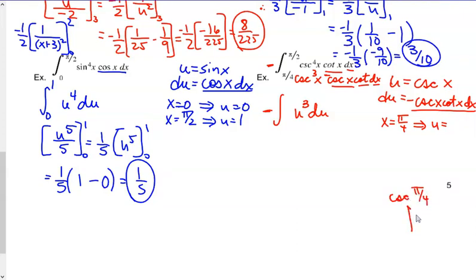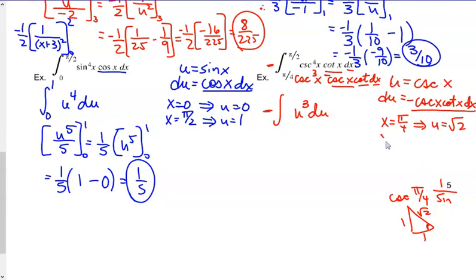Well, I'm going to think about a 45-45-90 right triangle, which is something like this. However you remember how your trig functions are, I like to use my triangles. Cosecant is the reciprocal of sine. So if I know the sine of pi over 4, which is a pi over 4 angle in my 45-45-90, then the sine is going to be 1 over root 2, but the reciprocal of that will be root 2 over 1. So if x equals pi over 4, then u equals root 2.